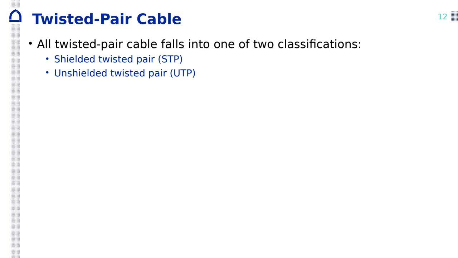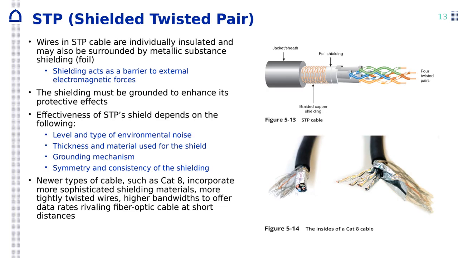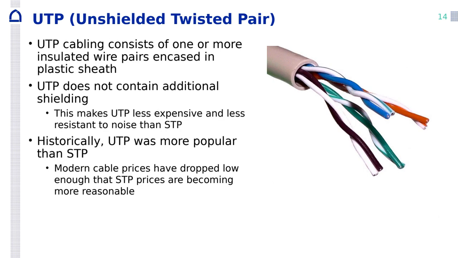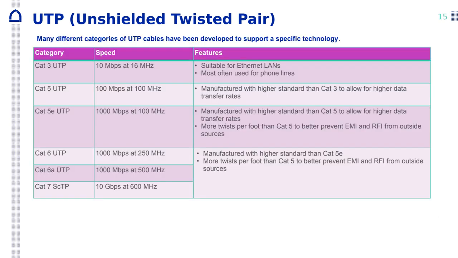We have two types of twisted pair, STP and UTP. Which one is more expensive? STP. Very good. This is how the STP looks. You see, we have the shielded twisted pair. And it's very important to know this table about the differences between shielded and unshielded twisted pair. These are the characteristics of the UTP cable, unshielded twisted pair.